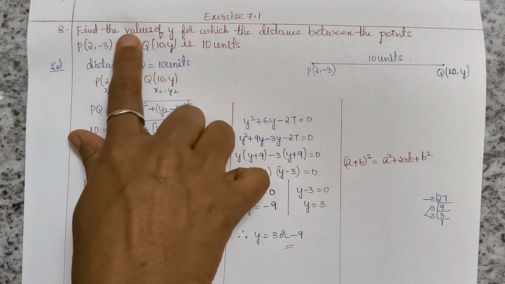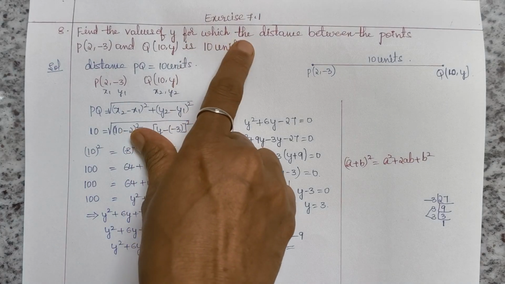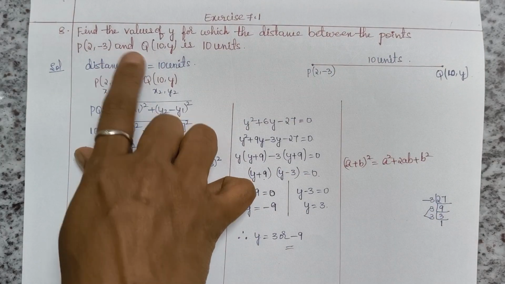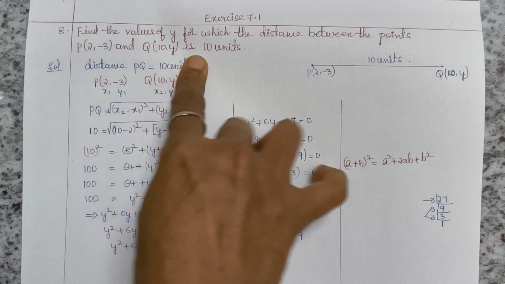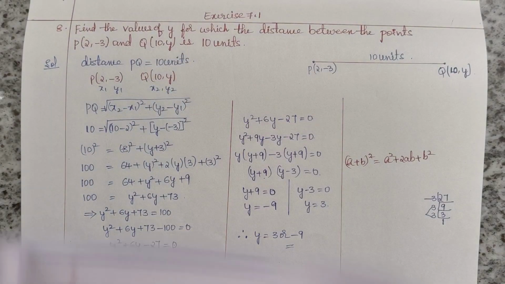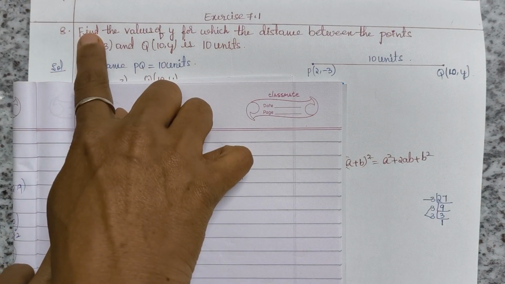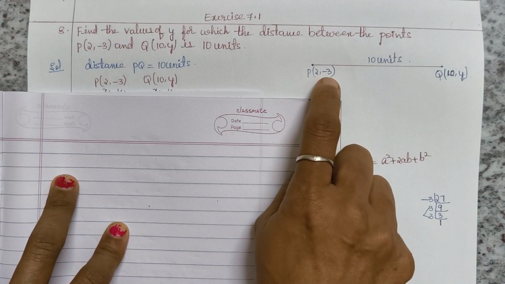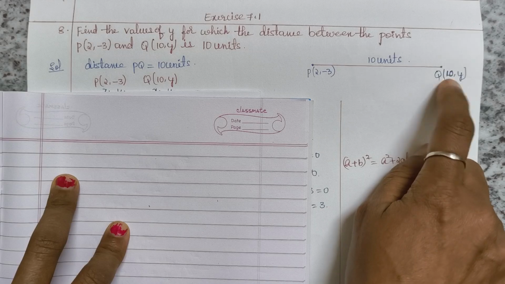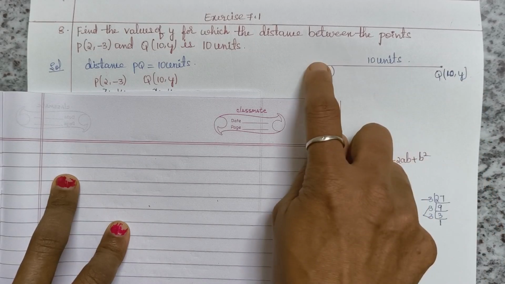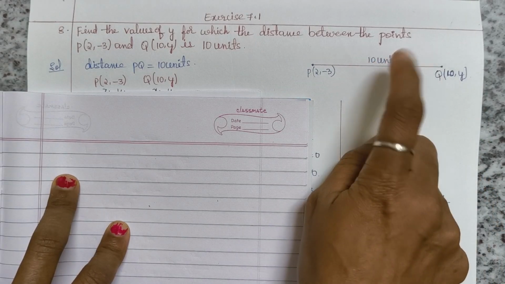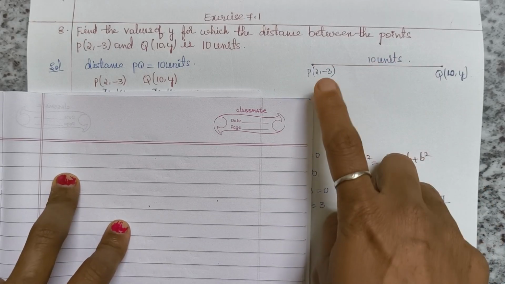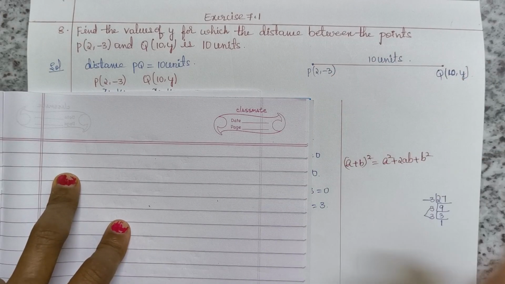Now, 8th question. Find the value of y for which the distance between the points P (2, minus 3) and Q (10, y) is 10 units. Okay, this one we will solve. So what does this mean? See here, find the value of y. What are the P coordinates? 2, minus 3 is there. Q coordinates 10, y is there. So how much is the P to Q distance given? 10 units given. Only the distance is given. Now we will find what the y value is.